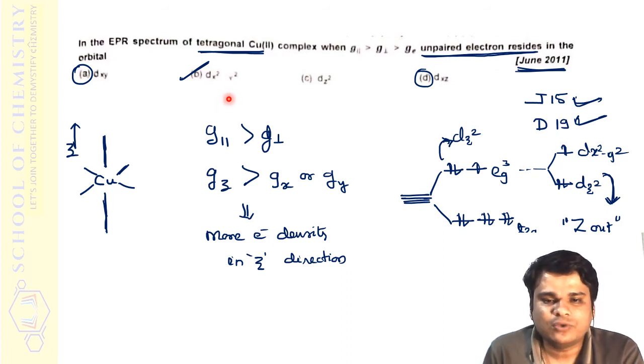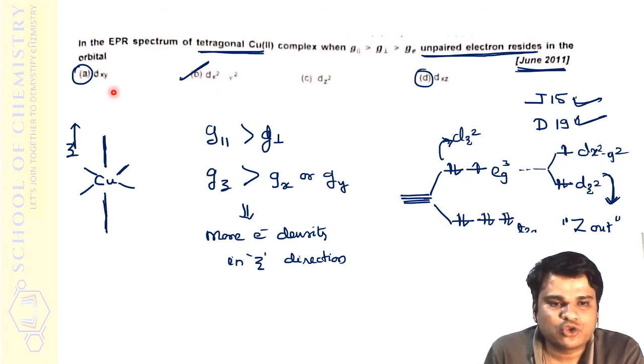Even if we know that in the copper complex, whatever the situation, the unpaired electron is in the EG orbitals, these two options, A and D, can be readily removed, because they have given T2G orbitals here, dxy and dxz. These two cannot be the options. Either it should be option B or option C, and on careful inspection, option B is the correct answer for this, right?